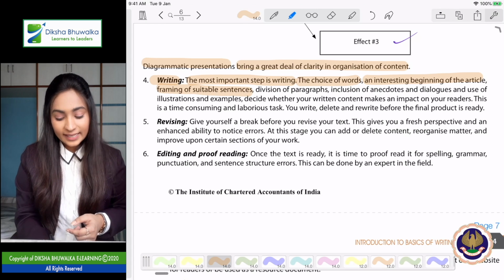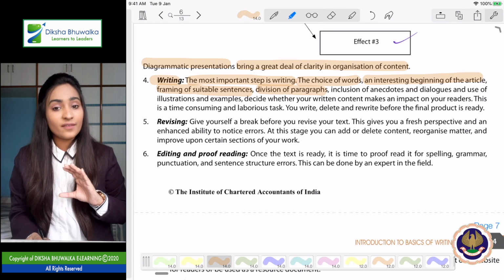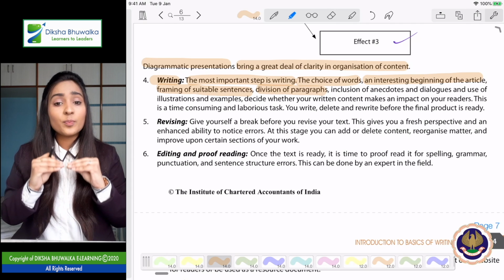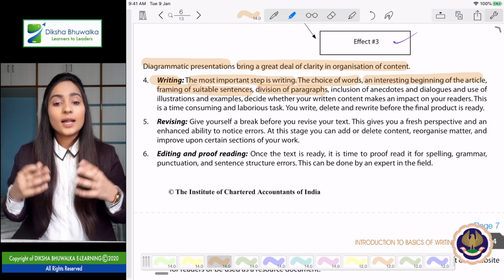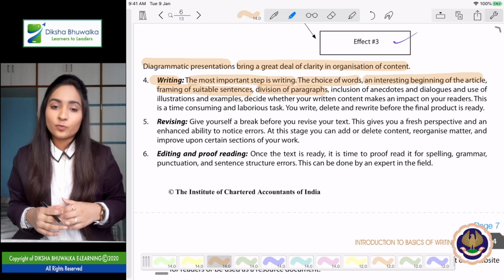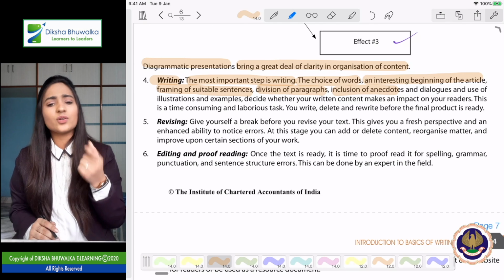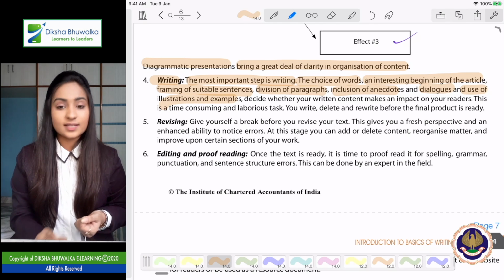Framing of suitable sentences, division of paragraphs. Now your sentences have to be very suitable, not very long, not very short, and grammatically very correct. And division of paragraphs. Now an essay should have approximately 3 to 4 paragraphs. Inclusion of anecdotes. What are anecdotes? Anecdotes are short stories. And dialogues and use of illustrations and examples.